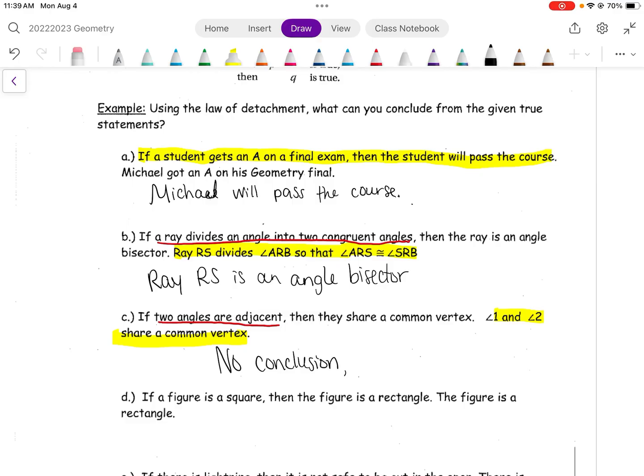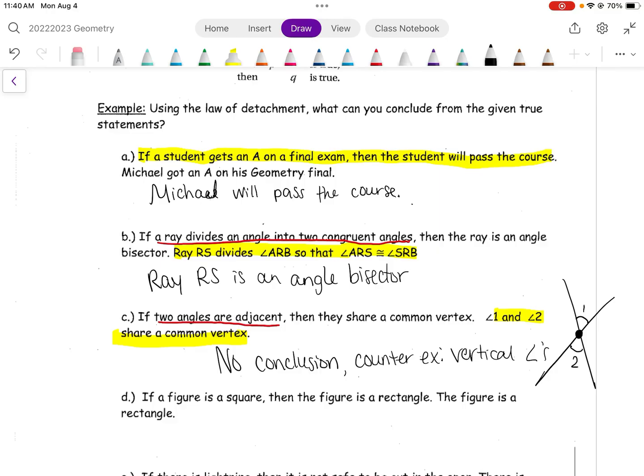No conclusion. Here's why. I want you to think about two angles, angle 1 and angle 2. It just says they share a common vertex. Remember, the vertex is like the point. So what if I have this as angle 1 and this is angle 2? They do share a common vertex, but does that mean they're adjacent? No, remember, adjacent meant they were right next to each other. These are actually vertical. So you could come up with a counterexample for this to prove it false, and you could say vertical angles.